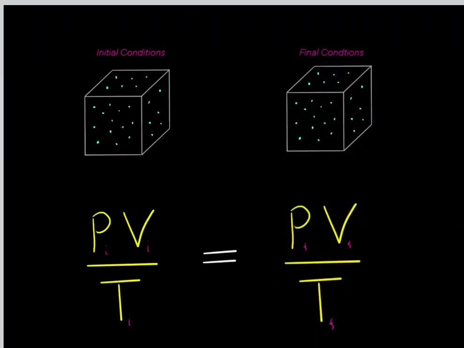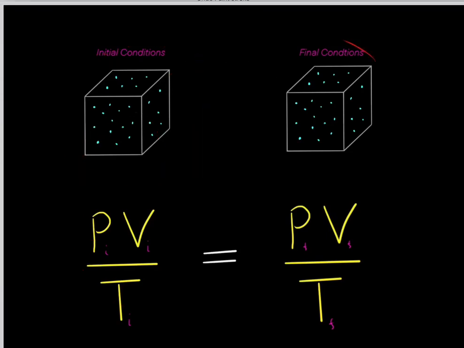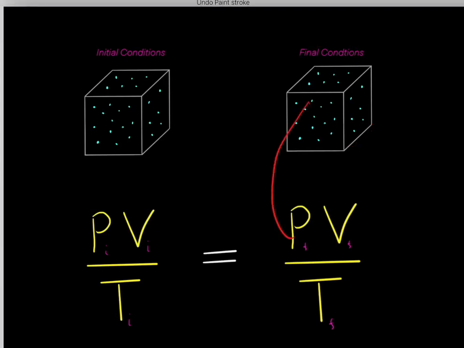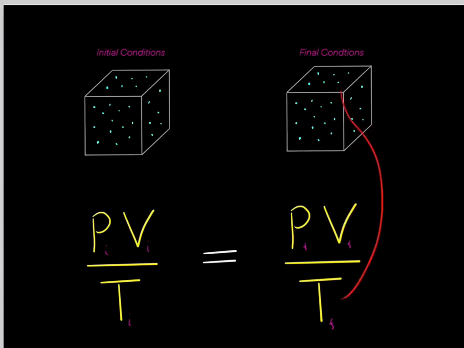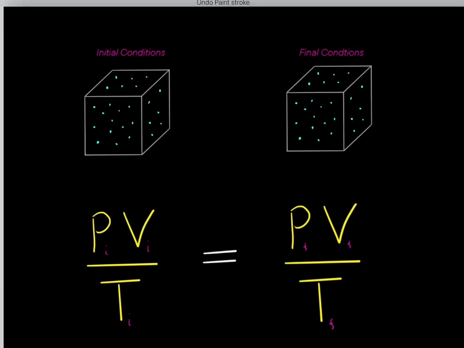So the point is, if you have these initial conditions, plug in the pressure, volume, and divide by temperature, it doesn't matter how you change the conditions. Once you have the final conditions, if you plug in the pressure, volume, and divide by temperature, it will equal that same value. These two values will equal the same.